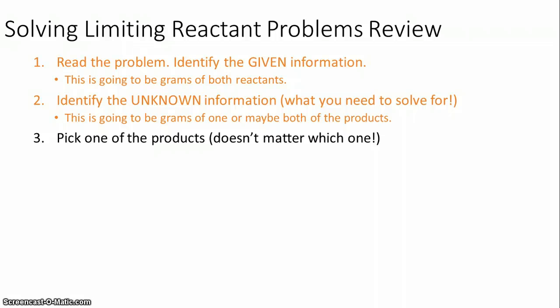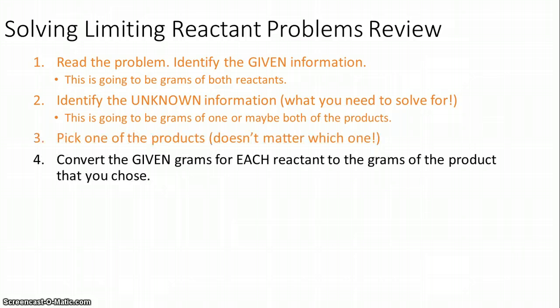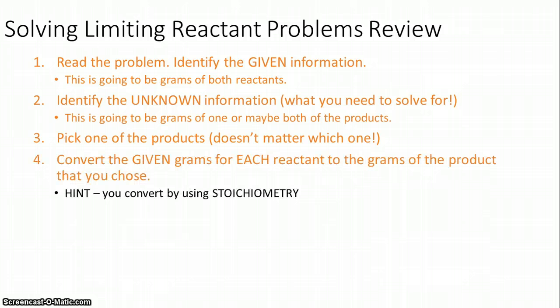Alright, so you know your given, you know your unknown. Look at your balanced chemical equation and pick one of the products. It really doesn't matter which one. You'll still be able to find the limiting reactant. Alright, so you'll take your given grams of each reactant and convert it to grams of the product that you chose in step 3, and that conversion is a stoichiometry problem.